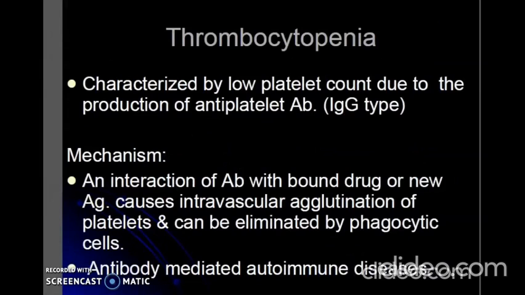The next disease under hemolytic autoimmune disease is thrombocytopenia. It is characterized by low platelet count due to the production of antiplatelet antibody, which is of IgG type. An interaction of antibody with bound drug or new antigen causes intravascular agglutination of platelets, which can be eliminated by phagocytic cells. This is also an antibody-mediated autoimmune disease.